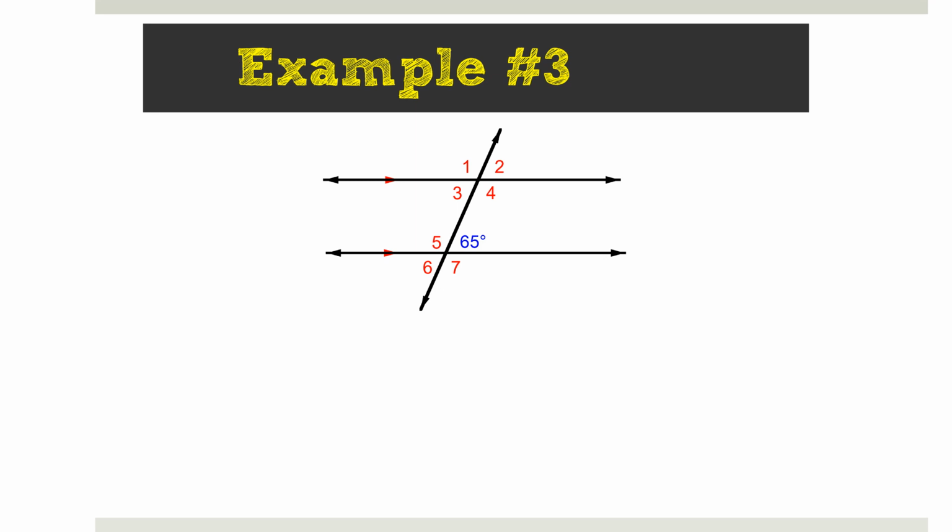Notice, once I make the lines parallel and I cut them with a transversal, there's only 2 angle measures up there. 4 of them are 115, 4 of them are 65. Oh, also notice, 4 of them are acute, 4 of them are obtuse.